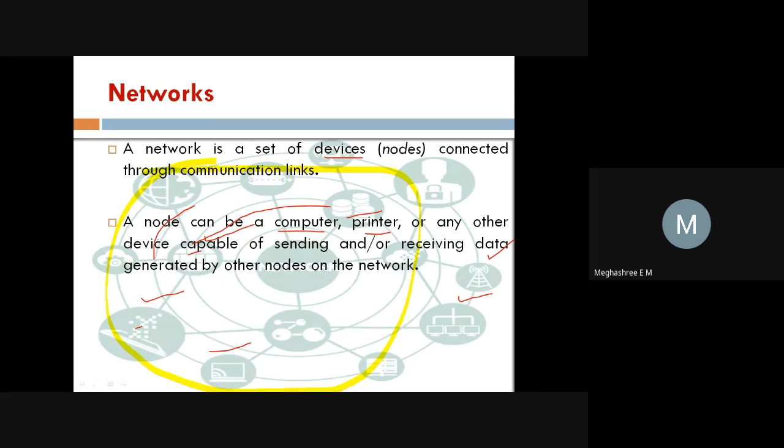So network is nothing but a set of devices connected through communication links. When I say devices are nodes, you must know what these devices are. Examples: computer, maybe laptop, maybe router, maybe the modem that you use at your home. Any such devices which are capable of sending and receiving data over the network are called nodes or devices. I hope I'm clear to you.